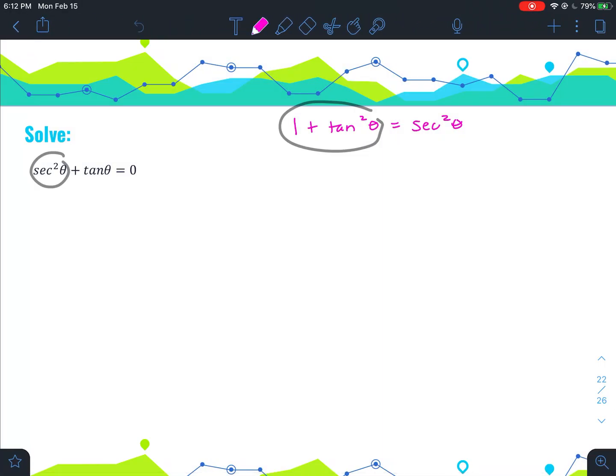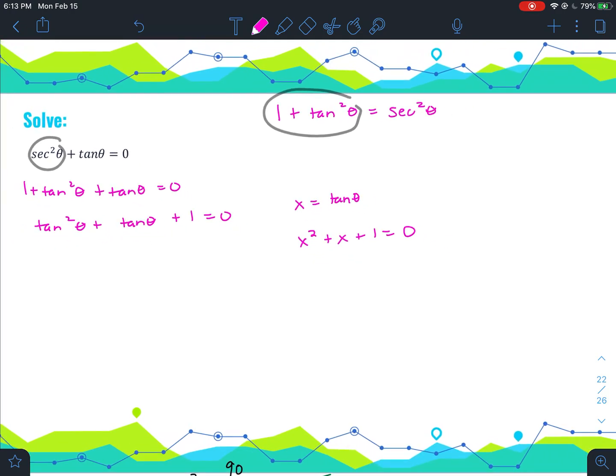And so I'm going to replace that secant squared with 1 plus tangent squared. So I have 1 plus tangent squared plus tangent theta equals 0. So let's rewrite this. Tangent squared theta plus tangent theta plus 1 equals 0. And then I'm going to let x equal tangent theta. So if I rewrote this, I'd have x squared plus x plus 1 equals 0. All right, can I multiply to 1 and add to 1? I can't, so I'm going to have to use the quadratic formula.